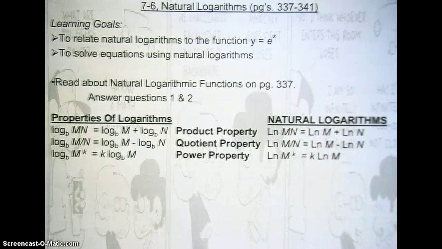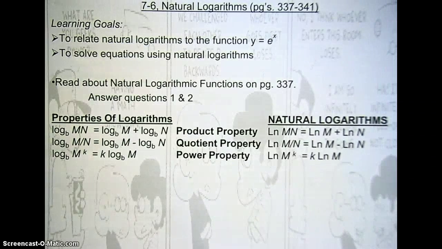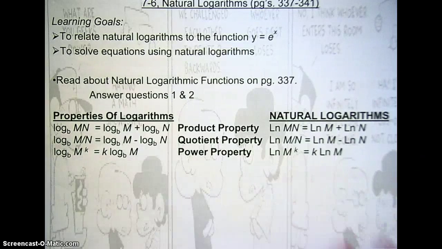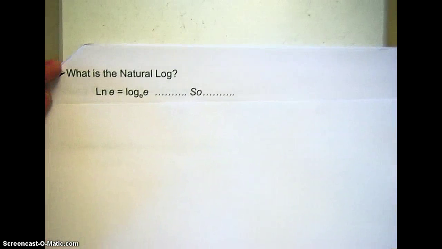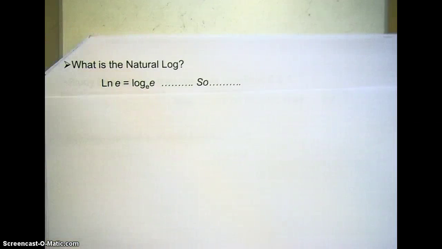Here we go. Natural log. Okay? So you guys should have that in your notes. All right? And we move on to what is a natural log. We've talked about this. Natural log of E would be log base E of E.